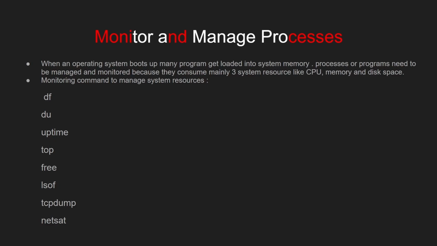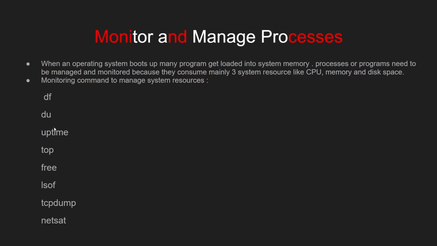Then next we have uptime. This command in Linux displays the current system uptime and provides information about the system's load average. When we execute this command, we can see the output showing when it was last booted. So these are the three things we have to know: uptime, du, and df.